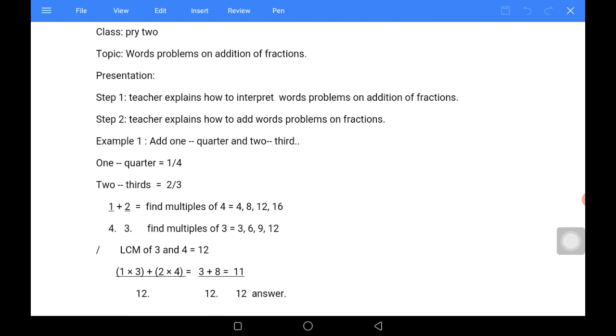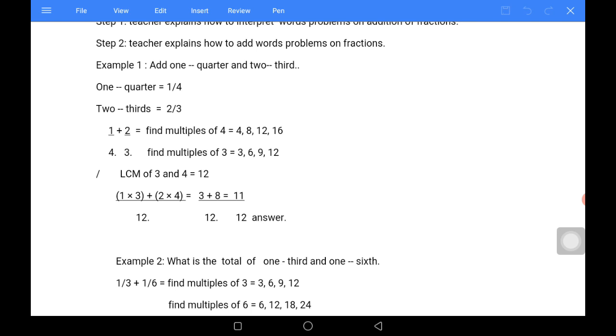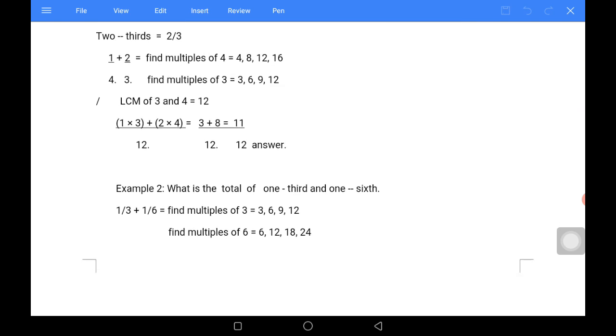So let us look at this example 1. Add 1/4 and 2/3. 1/4 is equal to 1 all over 4, and 2/3 means 2 all over 3. 1 all over 4 plus 2 all over 3. As I said earlier in our last topic, you first of all find the multiples of your denominators. The denominator for 1 over 4 is 4, so you find the multiples of 4. For 2/3, the denominator is the 3 below, so you find the multiples of 3 as well.